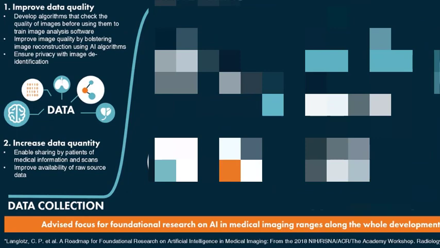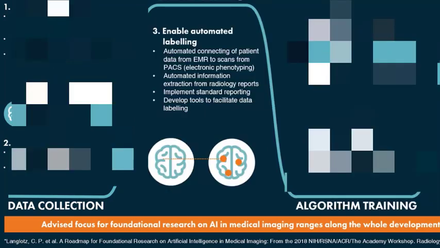Number one is data collection. Our goals are to improve the quality of the data and increase the data quantity. Next, we'd like to enable automated labeling. In automated labeling, what we have is the electronic medical record is scanned from the PACS and the information transferred into the integration of the study that is being performed.